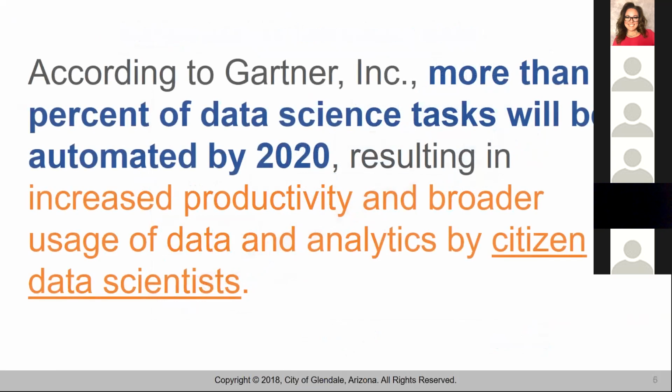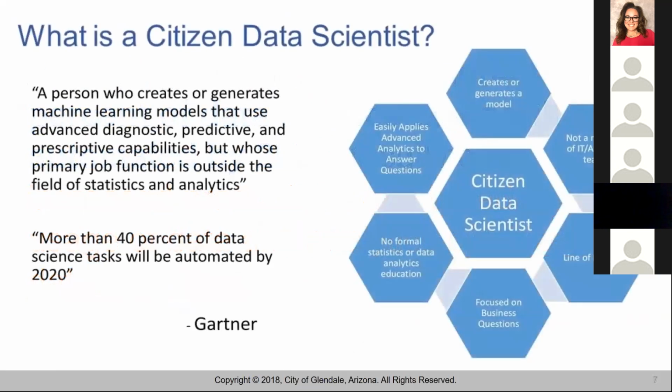Okay, so with all that said, according to Gartner, 40% of data scientist tasks will be automated by the year 2020. So that's a little over a year away, which will result in increased productivity and broader use of data and analytics by citizen data scientists. So I said citizen data scientists. What is a citizen data scientist?